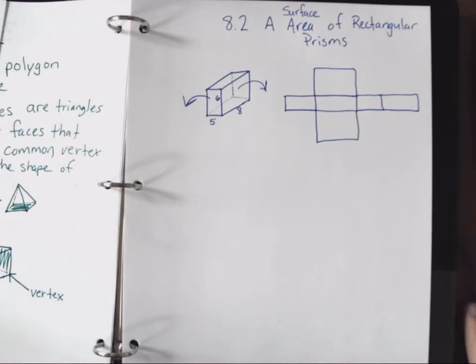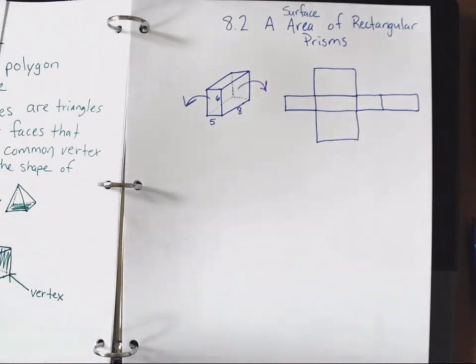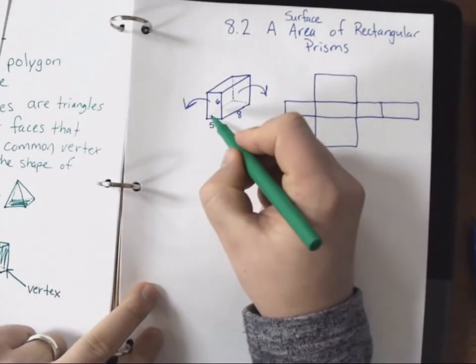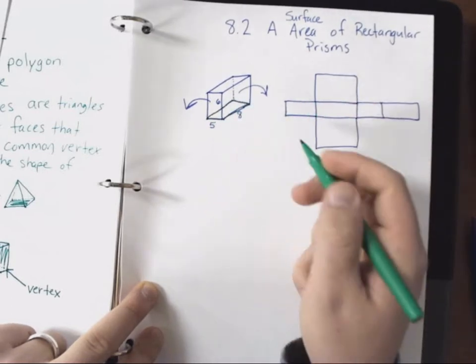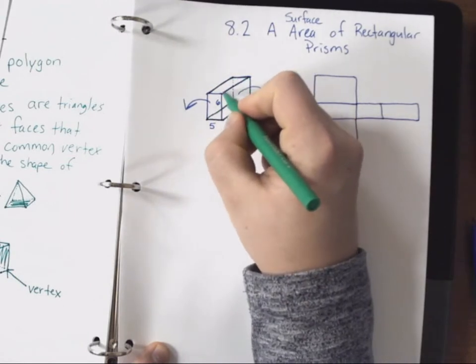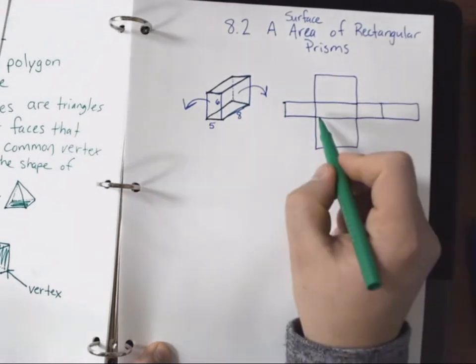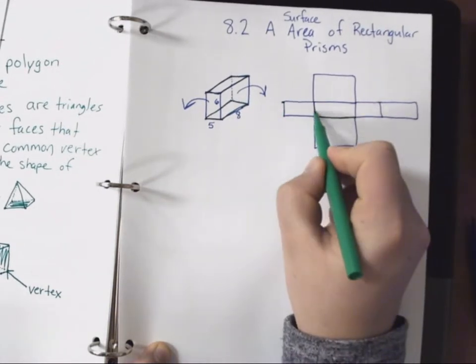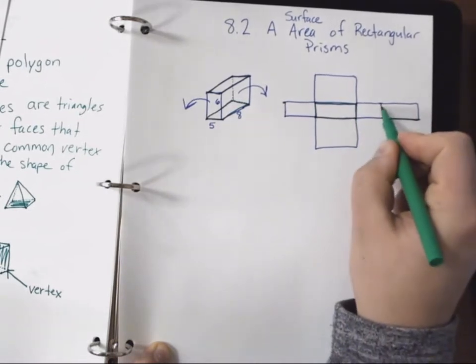Let's outline the different pieces with different colors to help you to see the differences of each side. Our base is this section right here, which I hope you recognize is identical to this section here. So that matches up with this, our base, and this one is identical to our base, it's just on top.